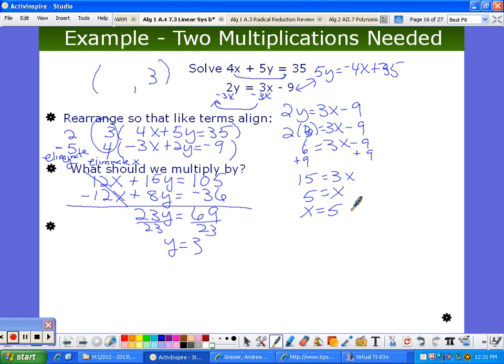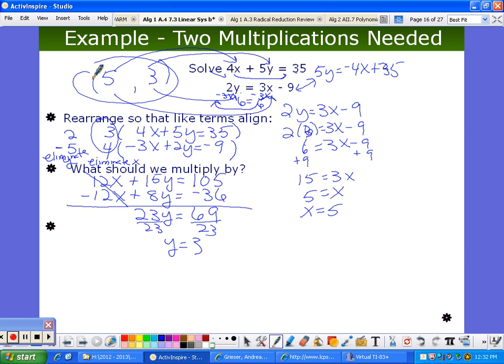Symmetric property of equality. Let's turn that around. I'm getting 5, 3. How would I know I have the correct solution? You're going to plug the 5 in here and the 3 in here. You're going to plug the 3 here and the 5 in here. So 4 times 5 is 20, plus 5 times 3 is 15. 20 plus 15 is 35. 2 times 3, well, that's 6. 15 minus 9 is also 6. So it does work. Check it in both. We have found our solution, 5, 3.